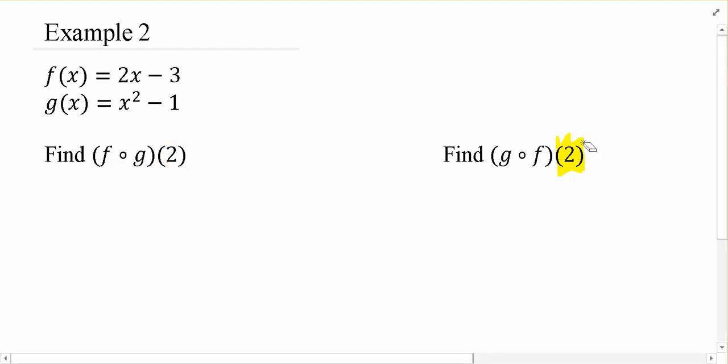And so the big thing that I want you to see here is that if we start with a number, our final answer should be a number. So when you plug a number into a composition, the final answer will be a number. Let's look at how I want you to solve this.